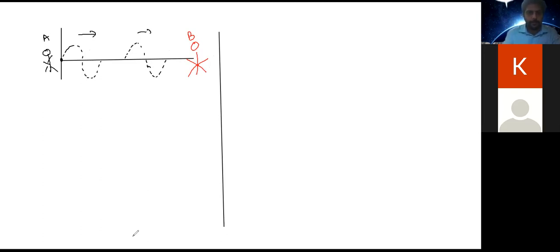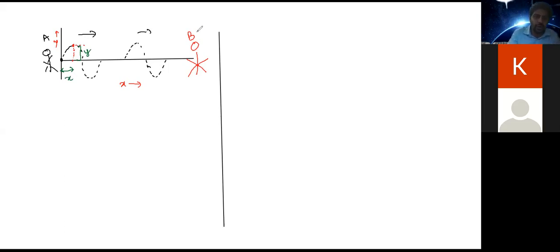Y is the displacement in the y-axis and x is the displacement in the x-axis. What does it mean if I am taking a particular point on the rope? When I take a particular point on the rope and plot a graph between y and x, this vertical distance is called y, whereas this horizontal distance is called x.